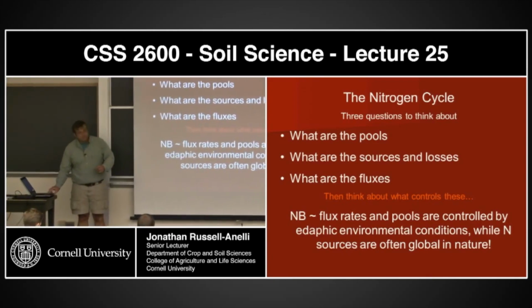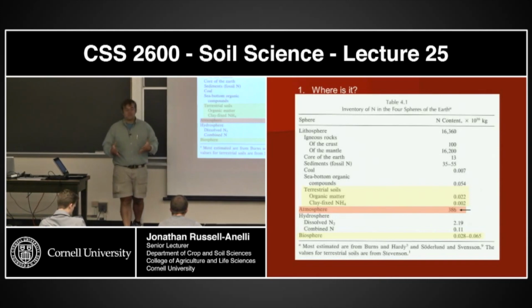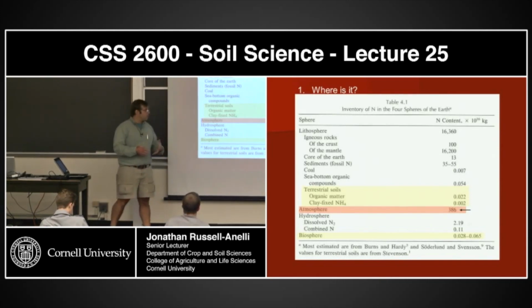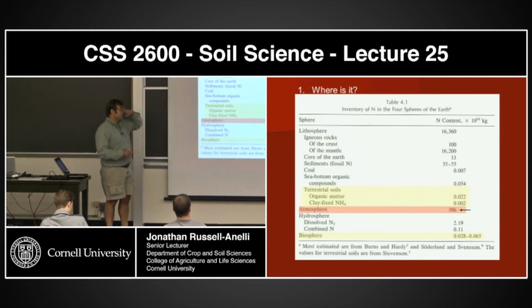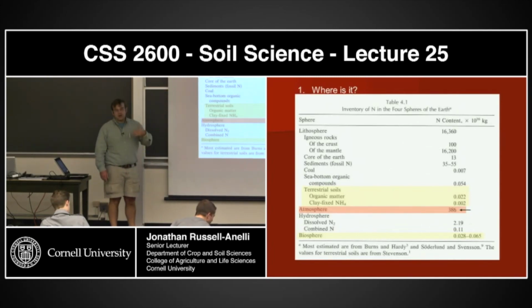All right, so if we're talking about global, let's actually talk about where these pools are. This is not from your book. I pulled this from a nutrient book. But basically, this tells the inventory of nitrogen in our four spheres: the biosphere, the lithosphere, the hydrosphere, and the atmosphere.